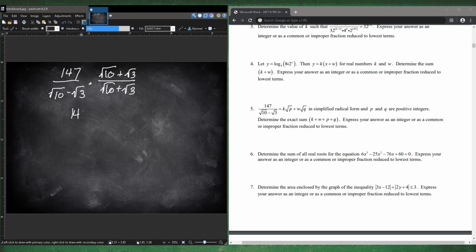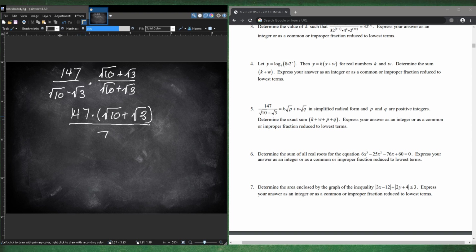So then 147 times, we're not going to simplify this one just yet, so square root 10 plus square root 3. And then square root 10 times square root 10 is 10. Square root 10 times square root 3 is square root 30. And negative square root 3 times square root 10 is negative square root 30. So those cancel each other out, and then negative square root 3 times square root 3 is negative 3. So 10 minus 3 is 7.